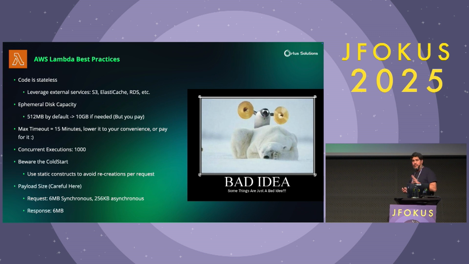Payload size here is really, really important because it's also limited. If you're trying to do a post to a Lambda of an image, and let's say that image is bigger than 10 megabytes, it will not work, right? So you get basically 6 megabytes synchronous, and the responses are also limited. So functions are not good if you're going to be transmitting large amounts of data, okay? So use them at your discretion.